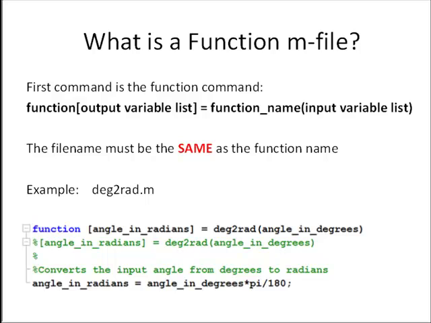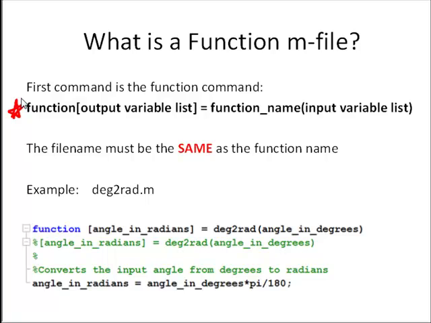So what is a function M file? The main difference between a function M file and a script M file when you open it up in the MATLAB editor is the first command. What makes an M file a function M file is having as its first line the function command.